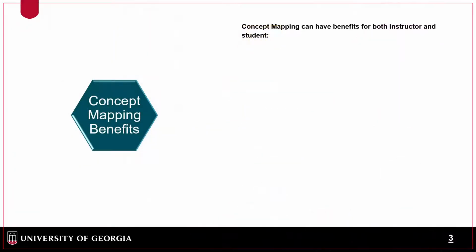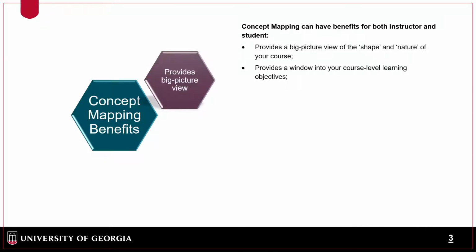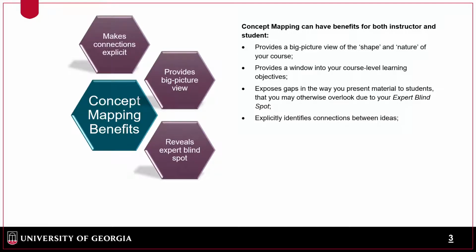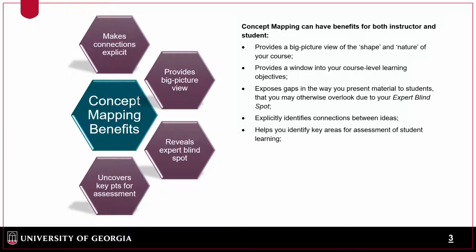The great thing about concept maps is that they can have significant impact on both instructors in their planning for a course and students as they are learning, and both can use it as a way to gain deeper insight into the content of a course. For example, concept maps provide a big picture view of the shape and nature of a course, which also starts to offer a window into the course level learning objectives for a course. Concept maps can expose gaps in the way you present material to students, revealing otherwise unnoticed expert blind spots you bring with you to your teaching. They explicitly identify connections between ideas and can help you identify key areas for assessment of student learning, both in the process of helping them learn and as part of summative assessment.